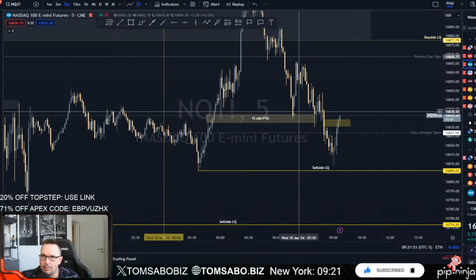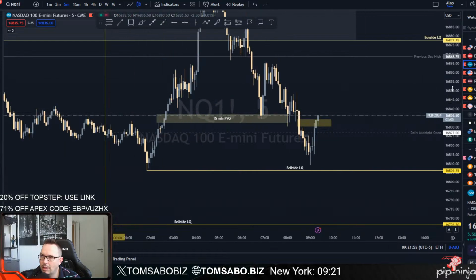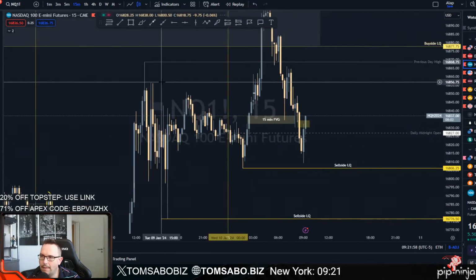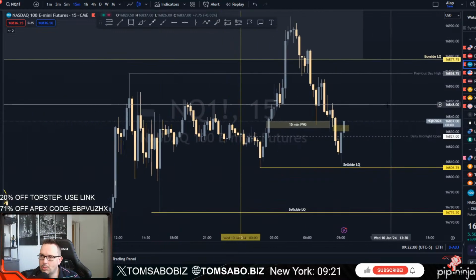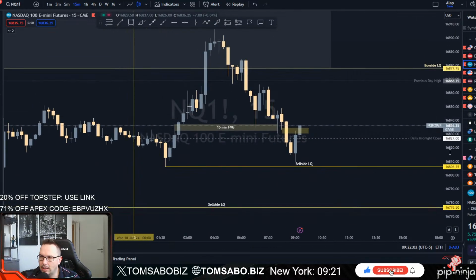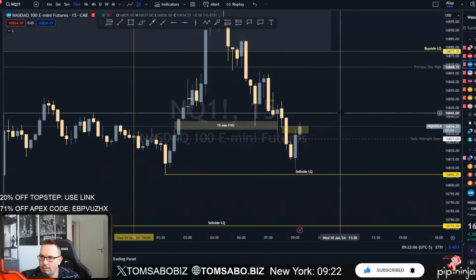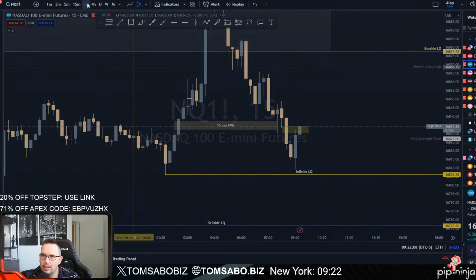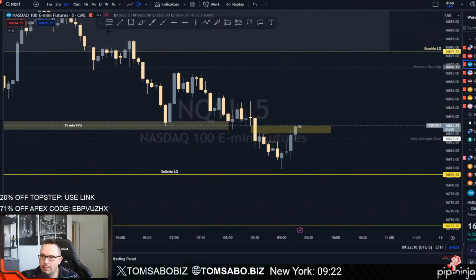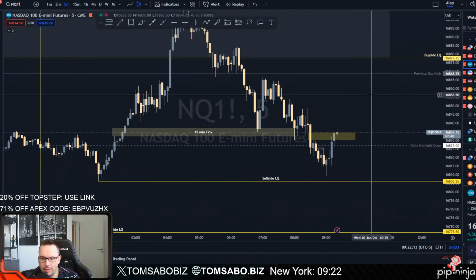Look at that, it's going up. It's normal that it's squeezing up a little bit. I think the market wants to squeeze some players before the open.